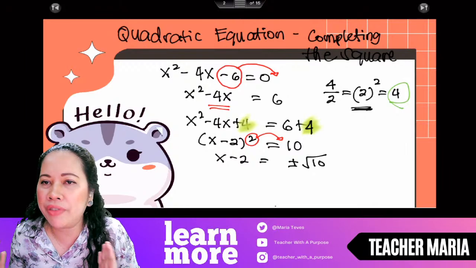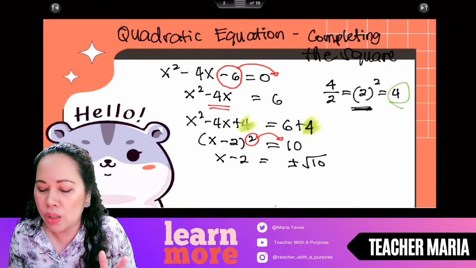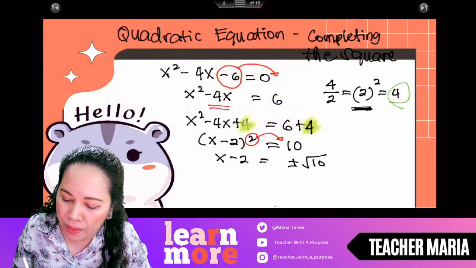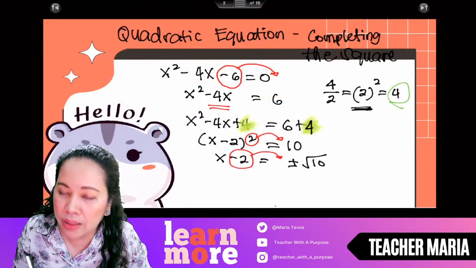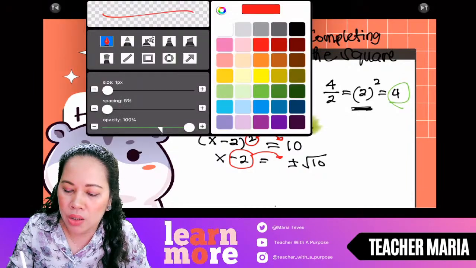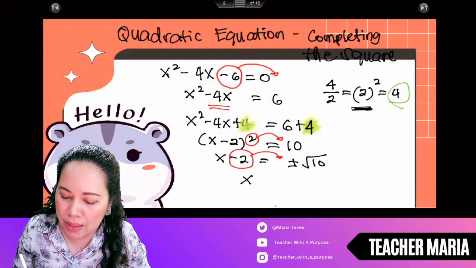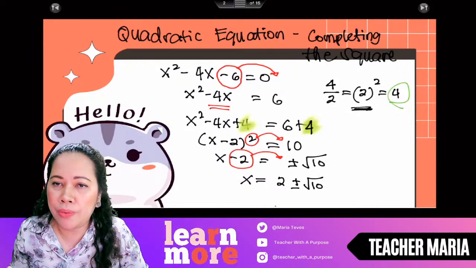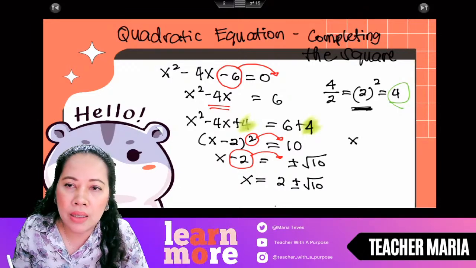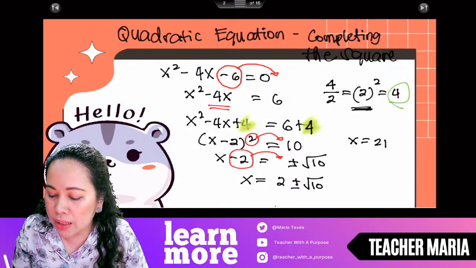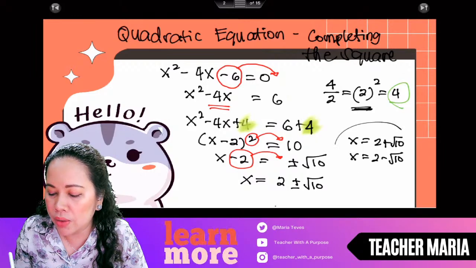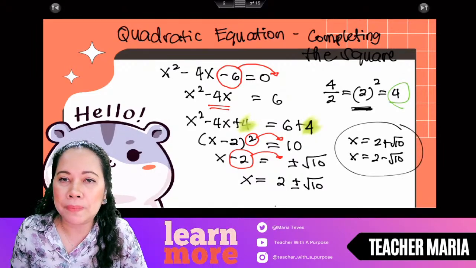Since the square root of 10 is not a perfect square number, you just leave it as it is. If there are no other factors of 10 that is perfect, you leave it as it is. Then transfer negative 2 to the other side. Negative becomes positive. So you will have x equals positive 2 plus or minus the square root of 10. So the value of x would be 2 plus root 10 or 2 minus root 10. That's your answer.